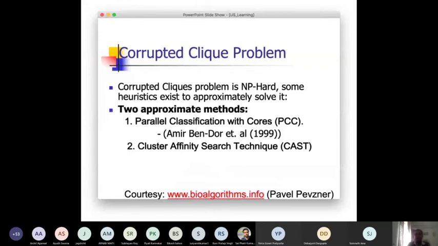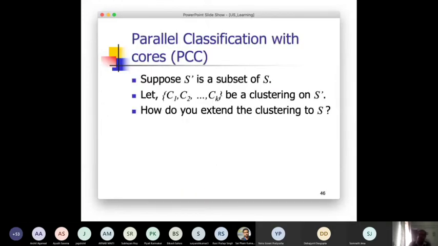So this problem, the corrupted click problem, we'll be discussing further. And there are two techniques. As I mentioned, this problem is an NP-hard problem, and I will be considering two methods here. One is called parallel classification with codes, and another one is called cluster affinity search technique. These two are quite popular, and this is discussed there also.